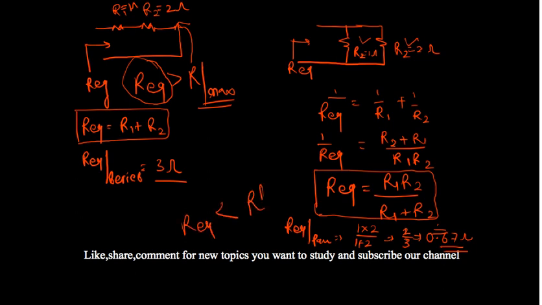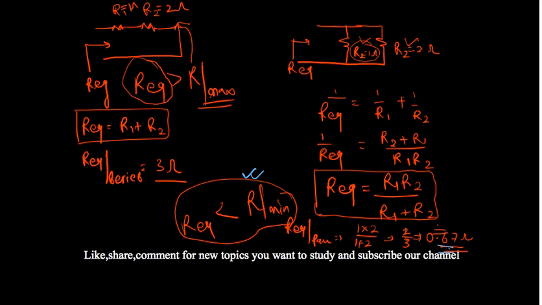Whatever minimum resistance you have used, what was the minimum resistance? 1 and 2. Out of 1 and 2, 1 was the minimum resistance. So your equivalent resistance will be less than 1. You should always keep this condition in mind. Wherever you are using a parallel condition, the value will come less than your minimum resistance. Here you have used a 1 ohm resistance, and your answer in case of parallel has come 0.67, which is less than 1.